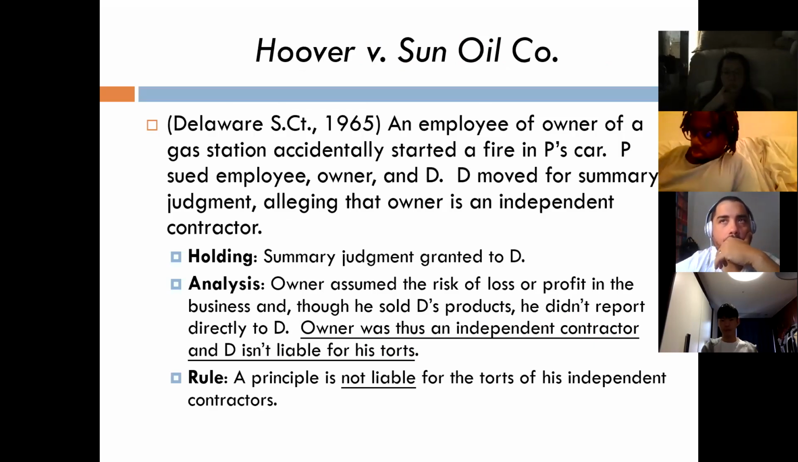Now let's go back and think about Uber again. Uber says that their drivers are not employees.